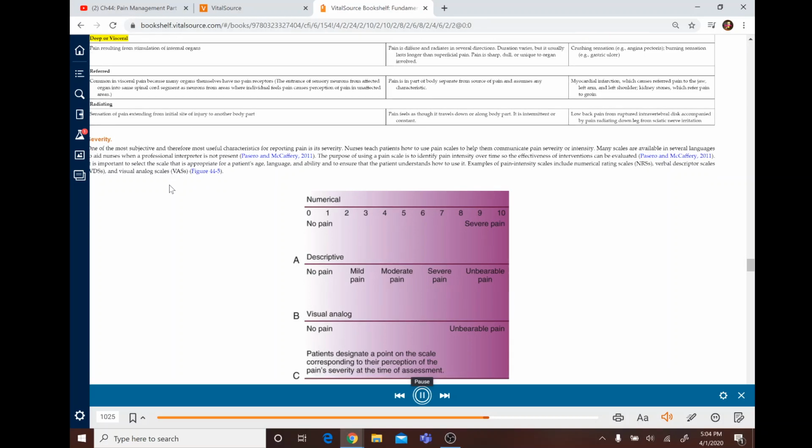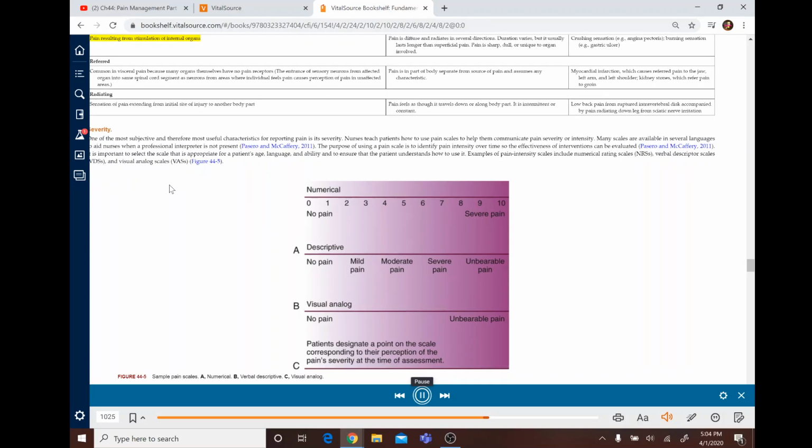Deep or visceral: pain resulting from stimulation of internal organs. Pain is diffuse and radiates in several directions. Duration varies, but it usually lasts longer than superficial pain. Pain is sharp, dull, or unique to organ involved. Crushing sensation, example angina pectoris; burning sensation, example gastric ulcer.